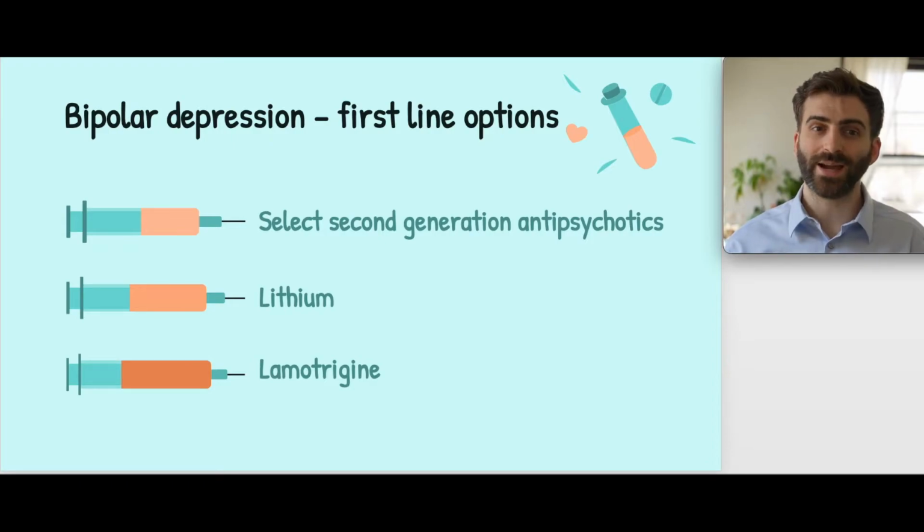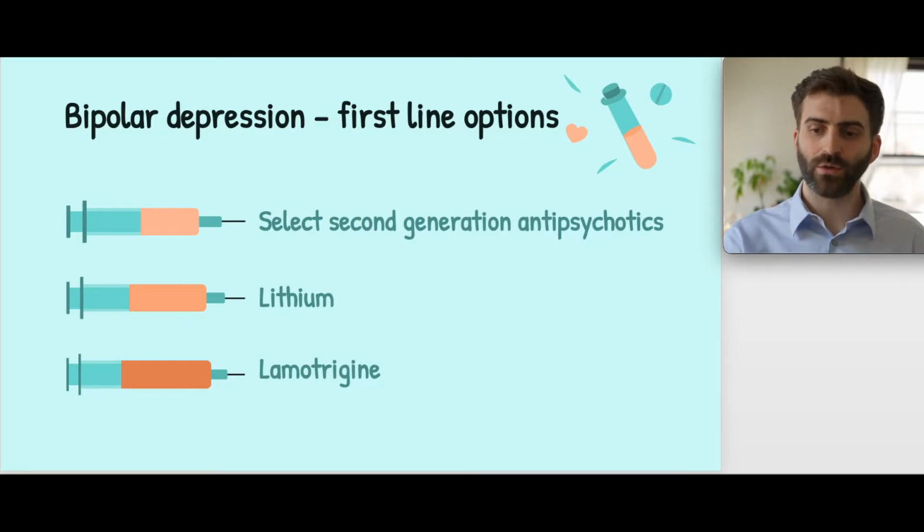So now it's select second generation antipsychotics. This is dissimilar to bipolar mania, where you can pretty much select any antipsychotic and it's going to help. For bipolar depression, you really want to remain on label for reasons we'll talk about. Next is lithium and lamotrigine. So these are the first line options.